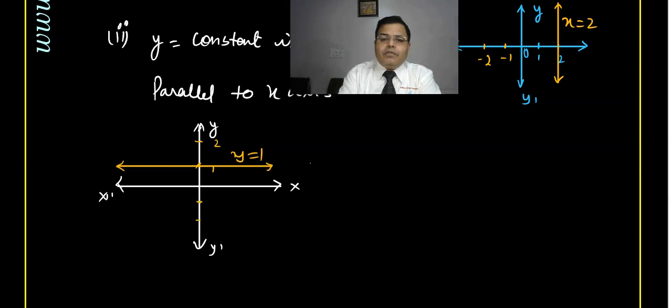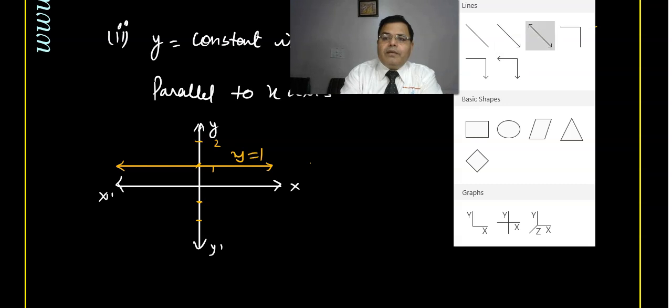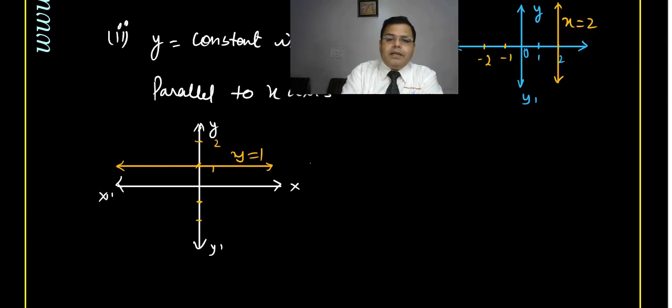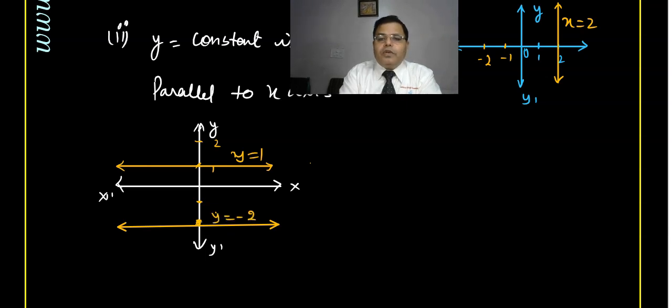If there is y is equal to minus 1 or y is equal to minus 2, then we have a line like this, which is described as y is equal to minus 2. Right? So this is what the line y is equal to minus 2 is. So these are the lines which are parallel to the x axis or y axis, if only one variable is there.